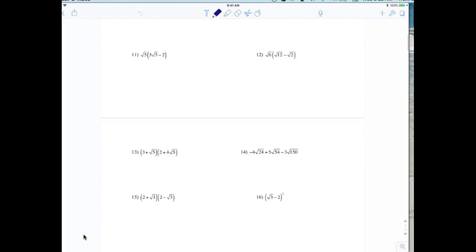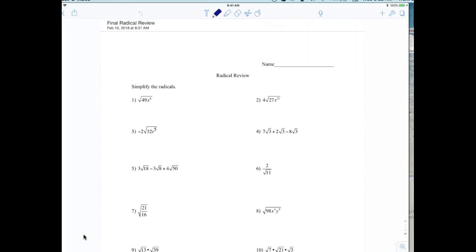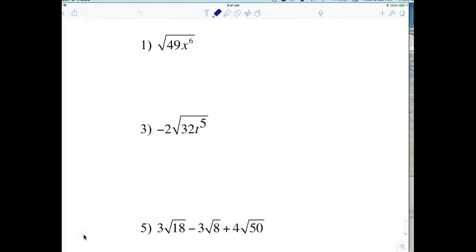Question number 1. We should be able to fly right through the odds here. Again, the difficult ones are the word problems, so let's try to get there as quickly as possible. Number 1 was 7x cubed. If you're not sure, you can let me know.